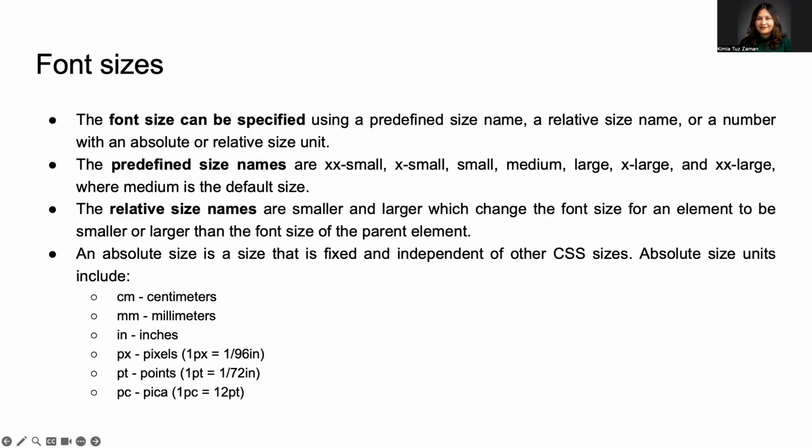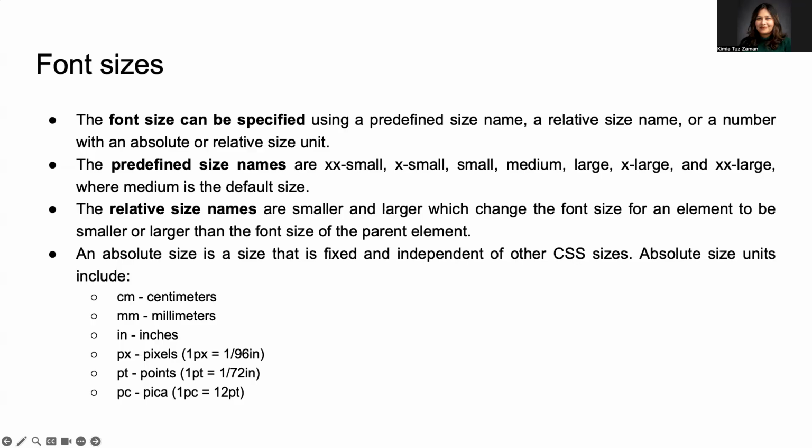Moving on to font sizes, the font size property in CSS controls how large or small text appears. It can be set in different ways depending on whether you want flexible or fixed sizing. One option is predefined size names such as extra small, medium, etc. You can also use relative size names like smaller, larger, etc. But for more precision, CSS allows absolute size using specific units.